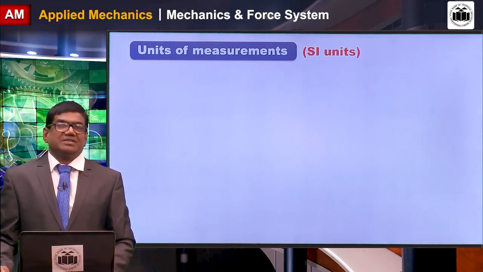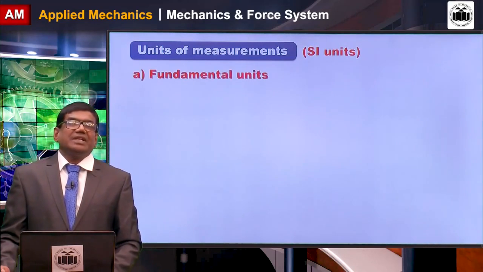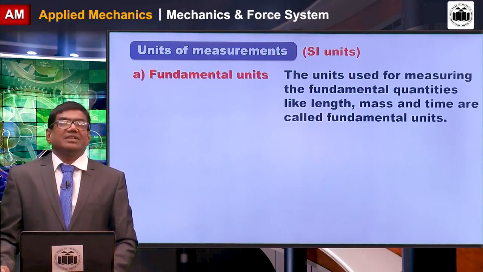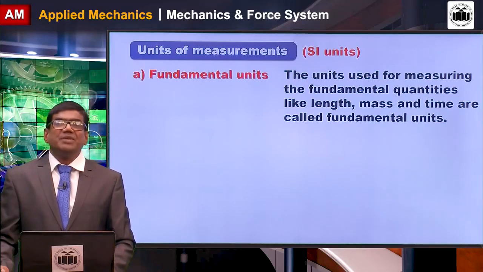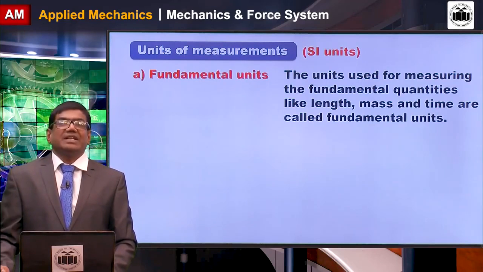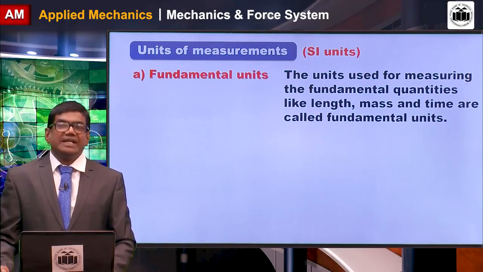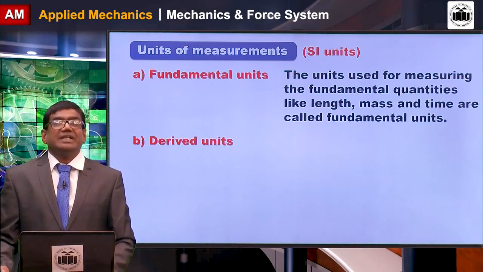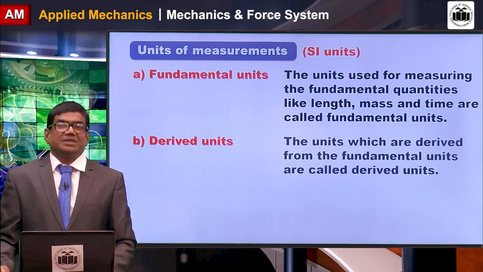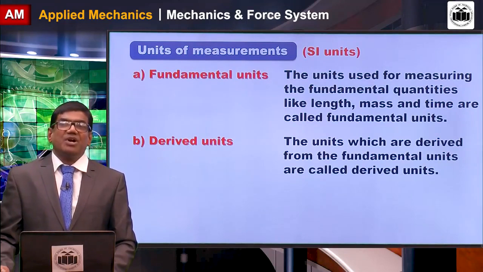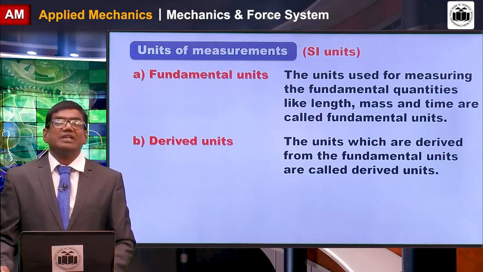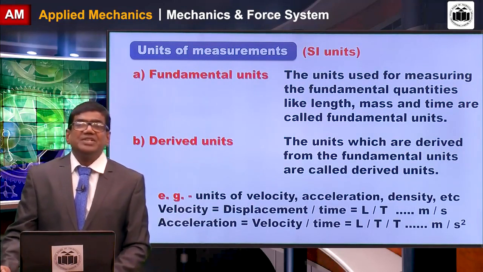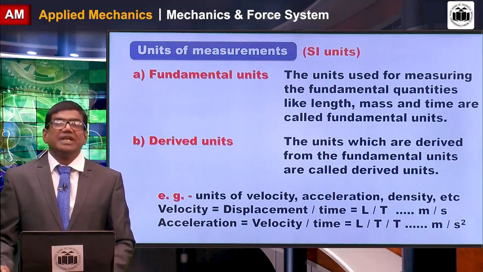Units of measurements. In the SI unit system, fundamental units are the units used for measuring the fundamental quantities like length, mass and time. Second, derived units: the units which are derived from the fundamental units are called derived units. Example: units of velocity, acceleration, density, etc.